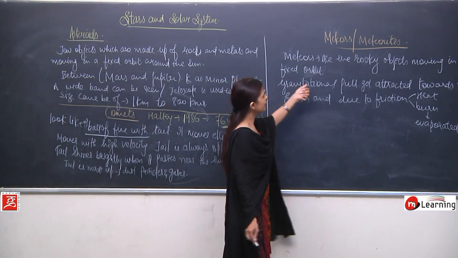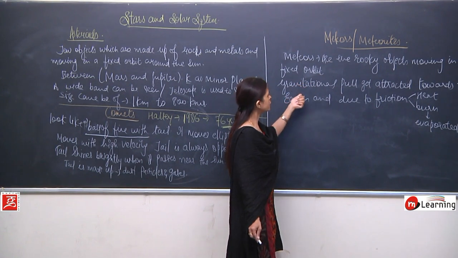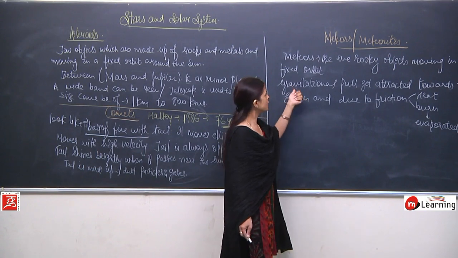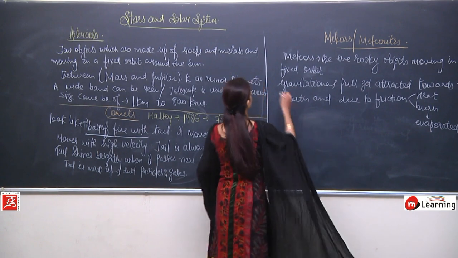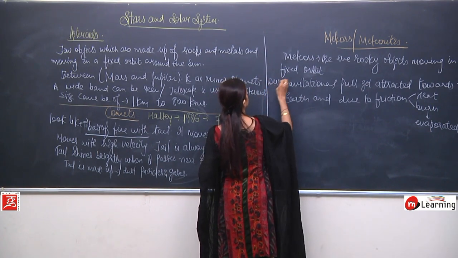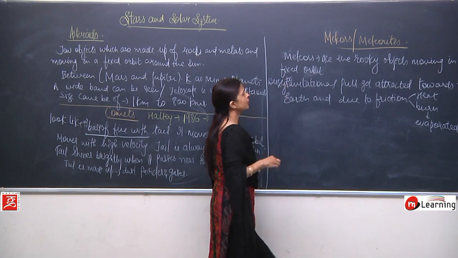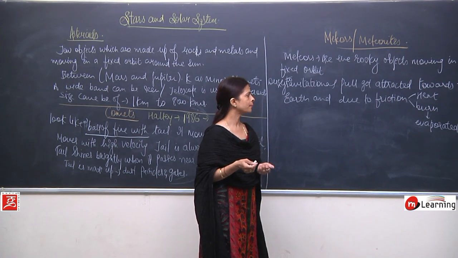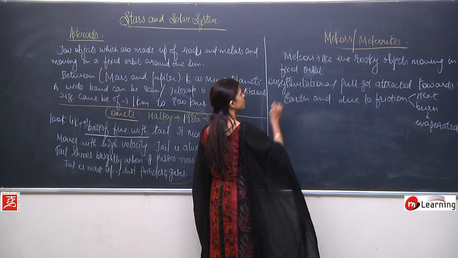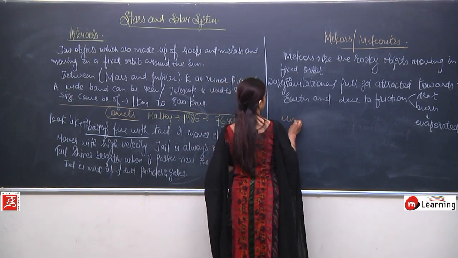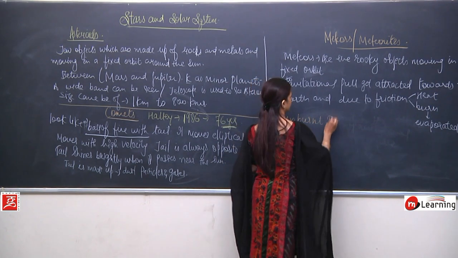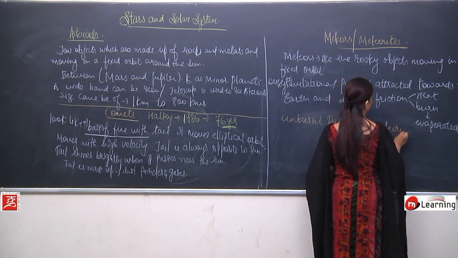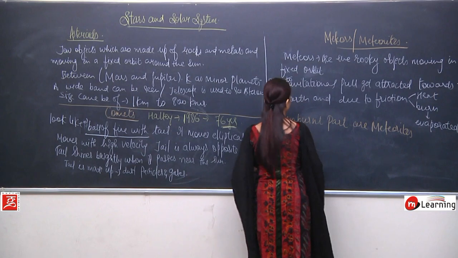So meteors are the rocky objects moving in a fixed orbit. I said that many times I do not write the complete sentence. So due to gravitational pull, they get attracted towards the Earth, and due to friction heat is produced and they burn, get evaporated. These are meteors. An unburned part, these are meteoroids, and these are very big.